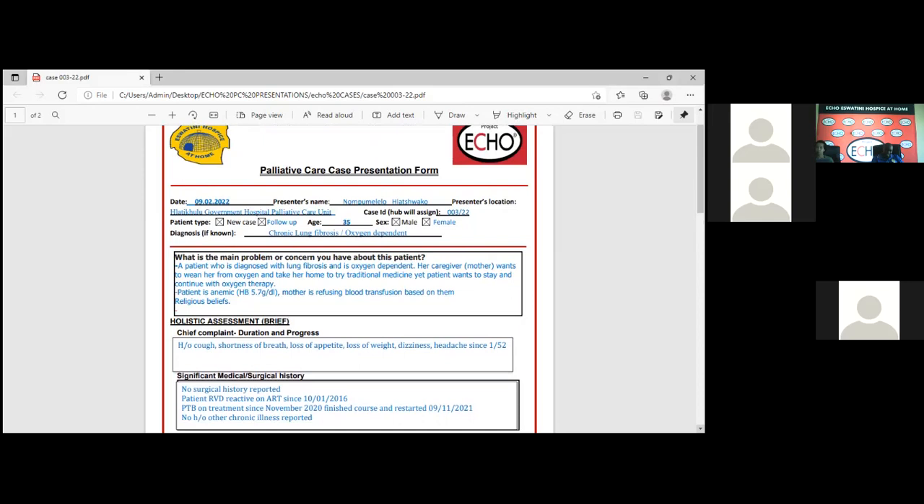Our problem of concern is our patient was diagnosed with lung fibrosis. She is oxygen dependent. Her caregiver, who is the mother in this case, wants to wean the patient from oxygen and take her home to try traditional medicine, yet the patient wants to stay and continue with oxygen therapy. Secondly, our patient is also anemic with an HB of 5.7 grams per deciliter, and her mother is refusing blood transfusion based on religious belief.